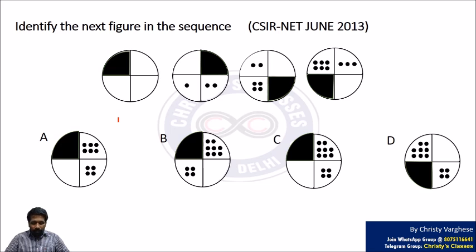For all the previous symbol sequence problems, I will give you the hint. All the previous symbol sequence problems were pairwise patterns. That means, first figure gives you second, third gives you fourth. Second and third figure do not have any connection at all. But here it is not like that, here it is a continuous pattern. First figure gives you second, second gives you third, third gives you fourth. So, fourth should give you fifth image.